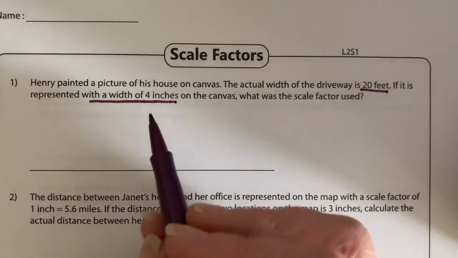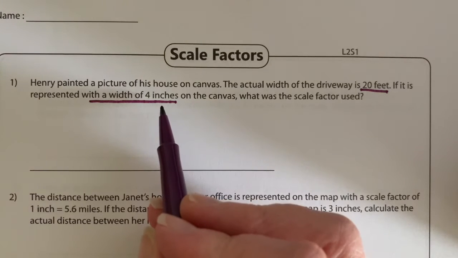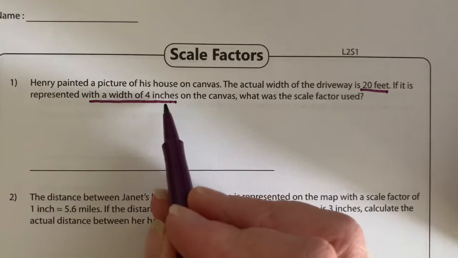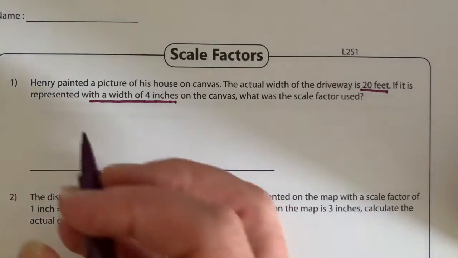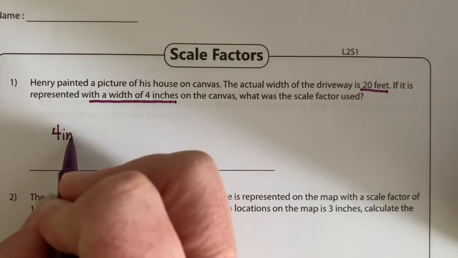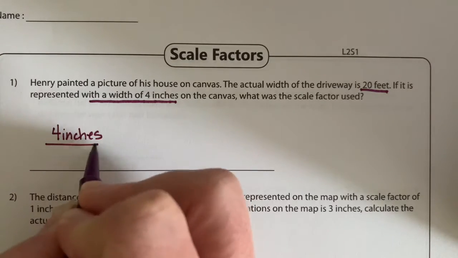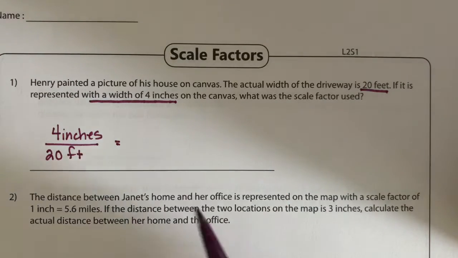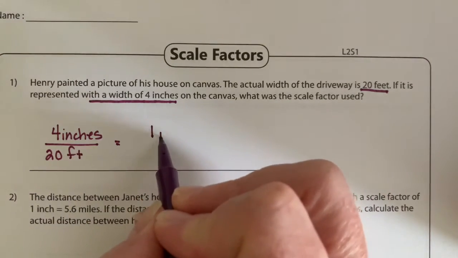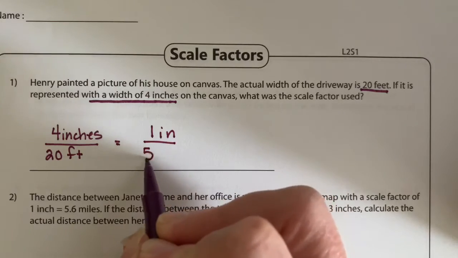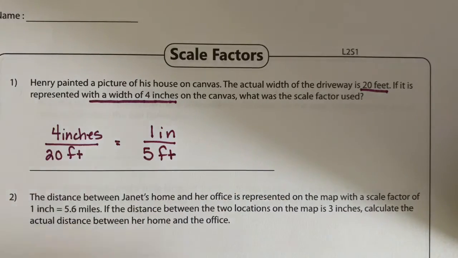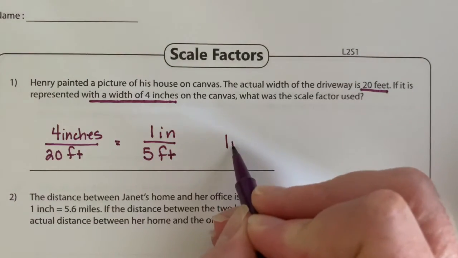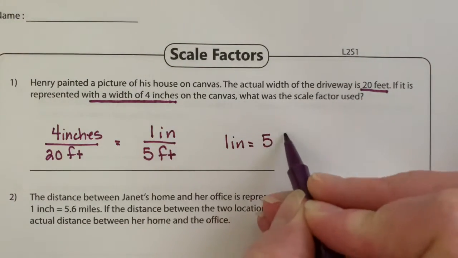So what we notice is that the 4 inches is going to be our new picture, and the 20 feet is the original. So we know we have 4 inches over 20 feet. And so I know that 4 over 20 can be simplified to 1 inch over 5 feet. Now it's really possible that we talk about the scale factor as 1 inch equals 5 feet. So in some cases you will see it written like this.